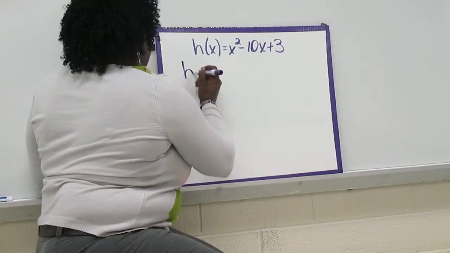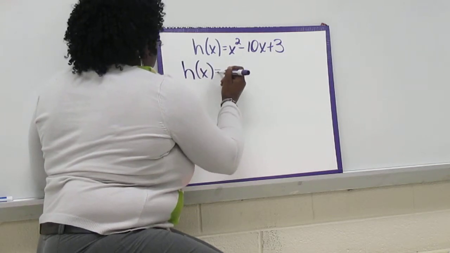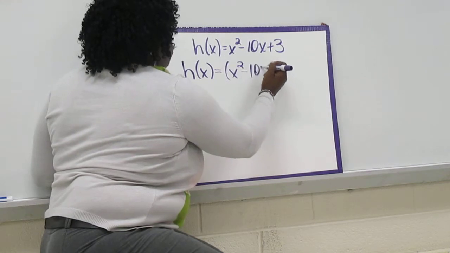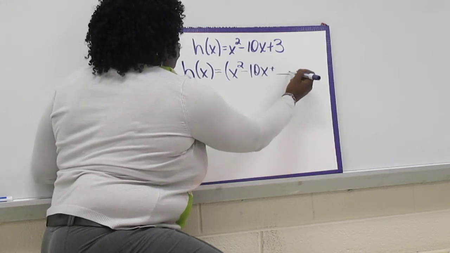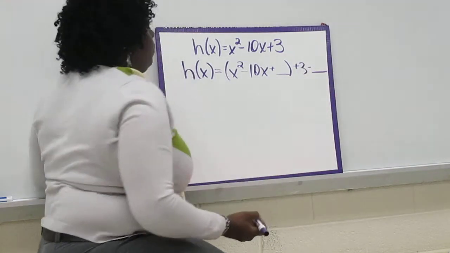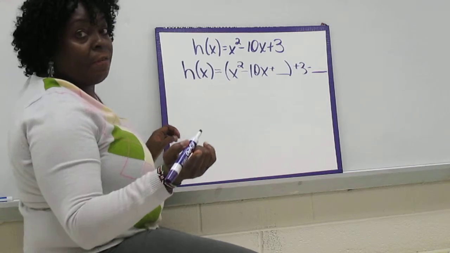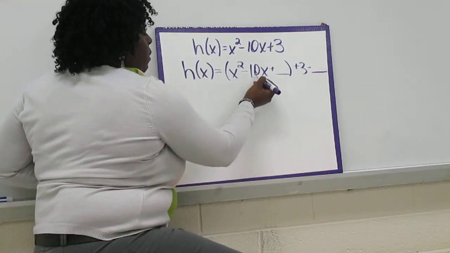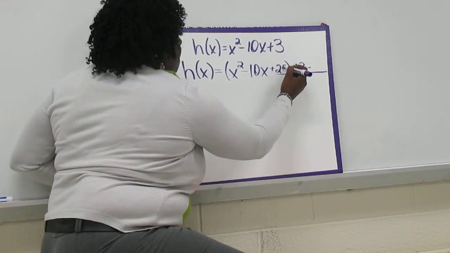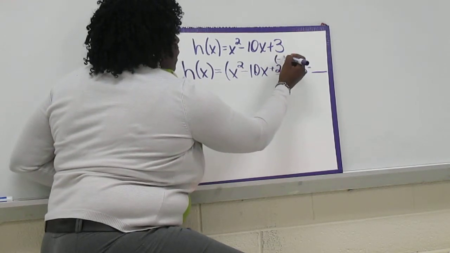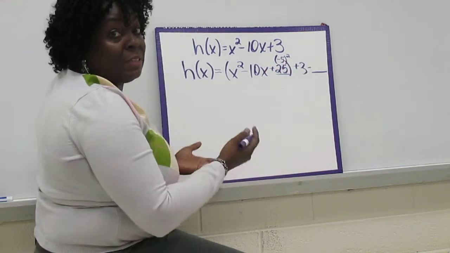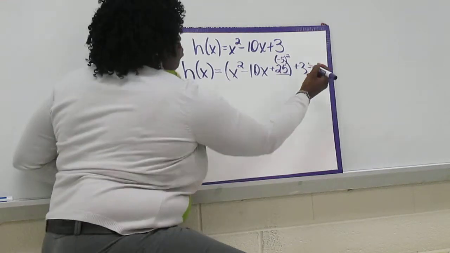So in order to write in vertex form, you have to complete the square. So the first thing you do is isolate your quadratic and your linear terms. Okay? Then you take half of your middle term, which is negative 10, and square it. So that would be 25. Or you can leave it as negative 5 squared. If I add 25 to keep the equation balanced, I also have to subtract 25.